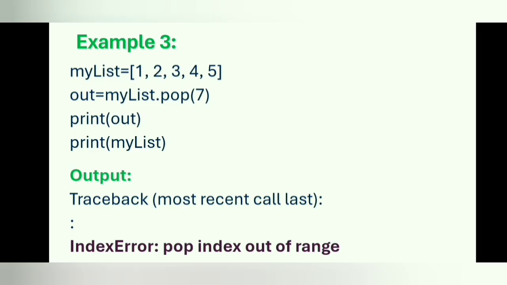Python raises an IndexError if the given index is outside the list range or the list is empty. In this example, the given index is 7. The list myList has only 5 elements with valid indices 0, 1, 2, 3 and 4. Trying to pop from index 7 will raise an IndexError. Python will display an IndexError message: pop index out of range. Python raises an IndexError if the list is empty or the given index is outside the list range.